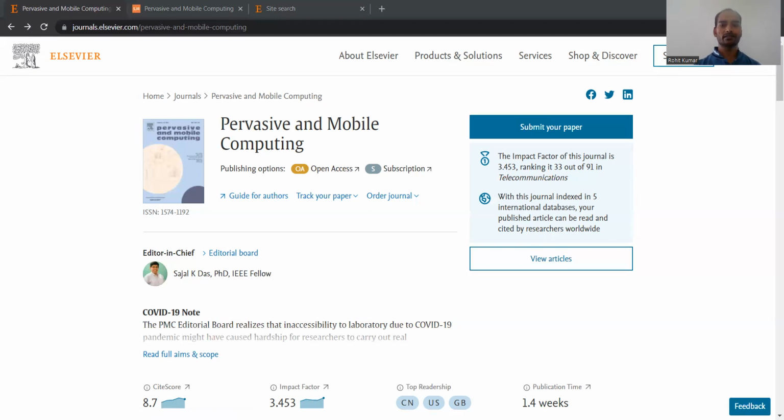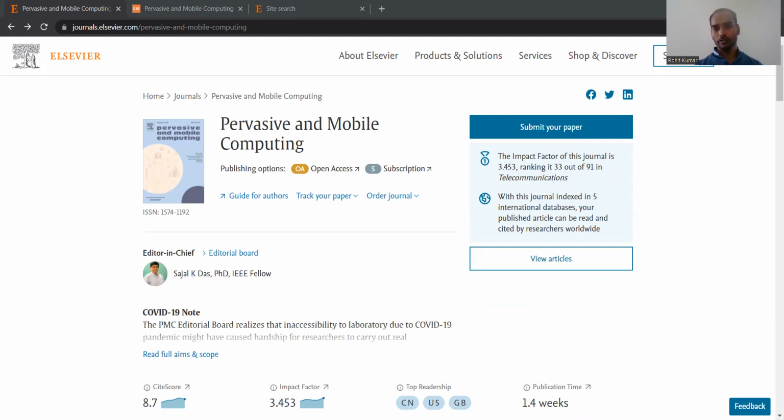As per the past statistics and data available at my side, other than Pervasive and Mobile Computing, people are going for IEEE Access, Sensors, which is an MDPI journal, then IEEE Transactions on Mobile Computing, IEEE IoT Journal, IEEE Transactions on Vehicular Technology, IEEE Pervasive Computing. So again, the related sort of terms. And mobile, obviously wireless networks are also under focus, so IEEE Transactions on Wireless Communications.